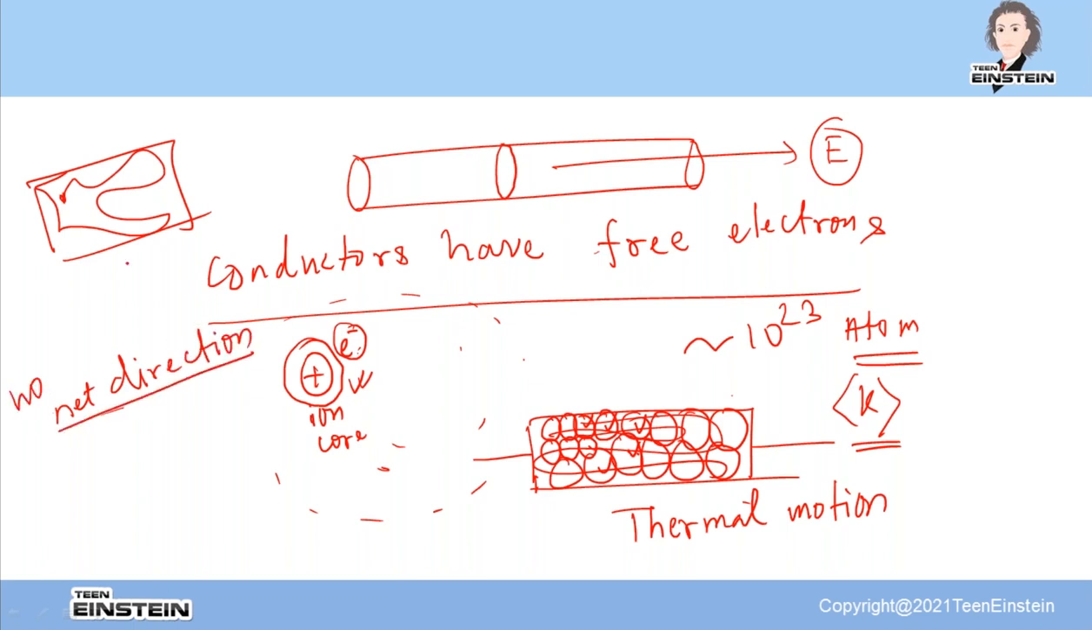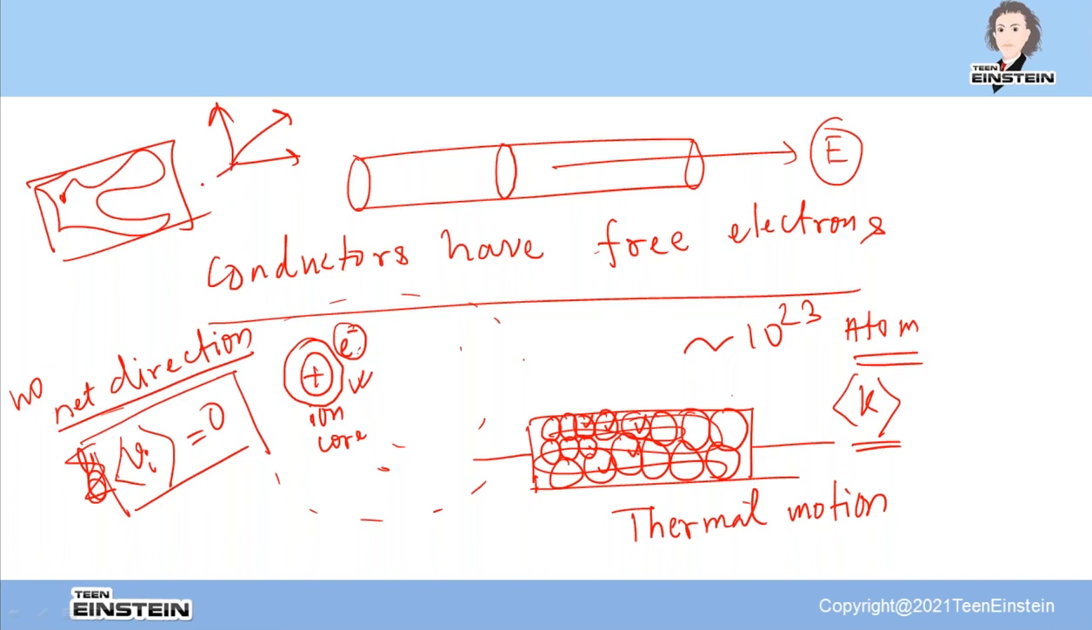If you take the average of the velocity of each electron, suppose v_i, what will happen? Because the motion is random and it is changing its direction each and every moment, if you take the time average of the velocity of an individual electron, this will come out to be 0. Why? Because sometimes it is this way, sometimes that way. If you take all around, every direction is the same.